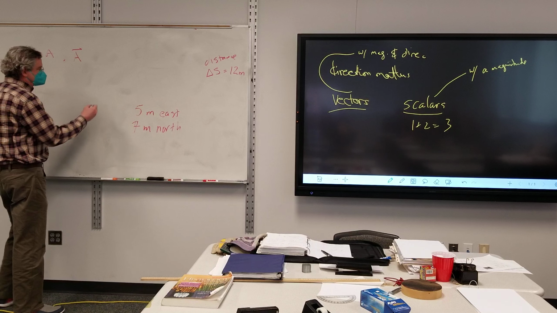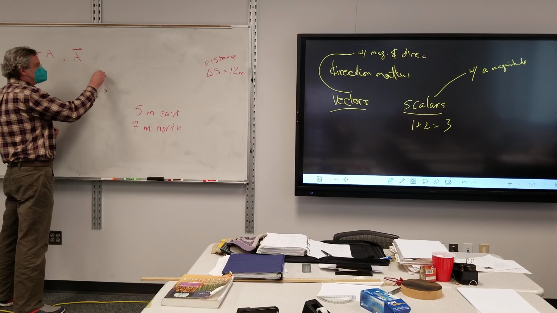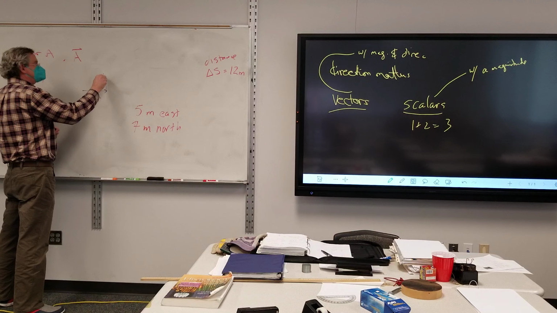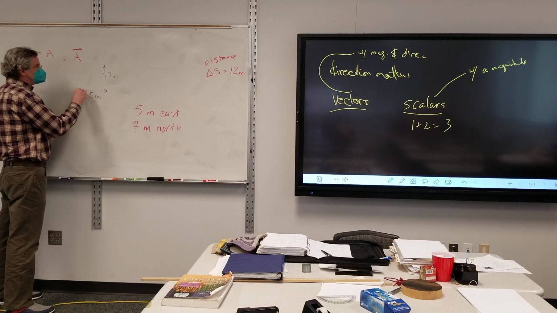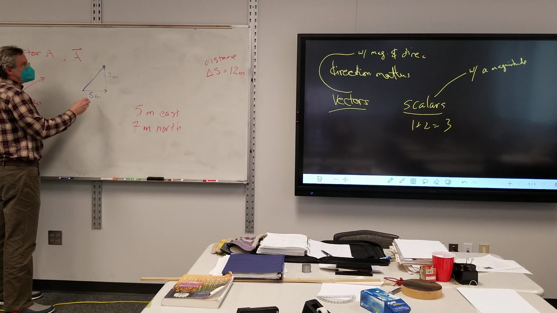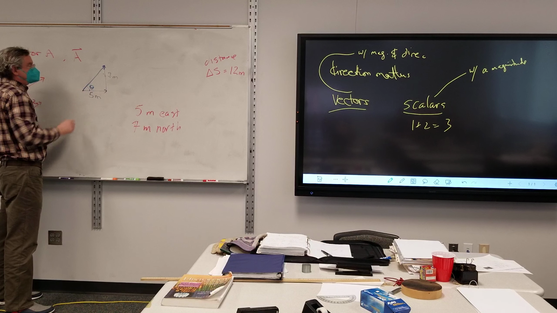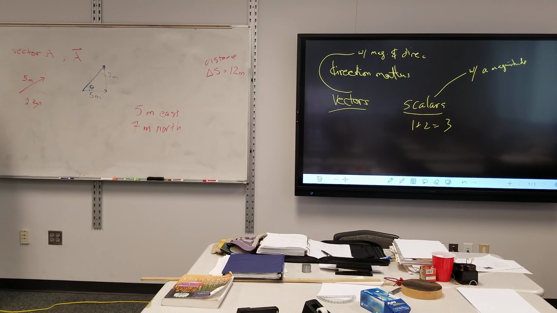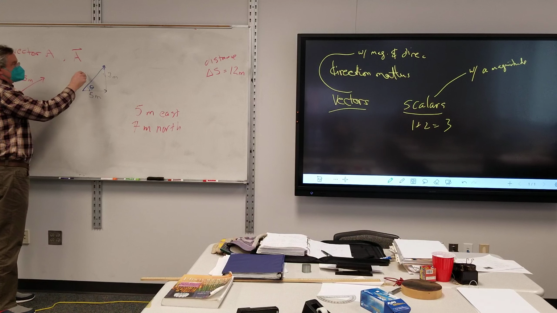So I'm going to draw it out. I go 5 meters this way, and then I go 7 meters this way. So where am I relative to where I started? Well, this is where I started, and that's where I am relative to that. This has a magnitude, it has a direction. So Pythagorean theorem will get me half my answer. I'm just going to call this R for resultant.